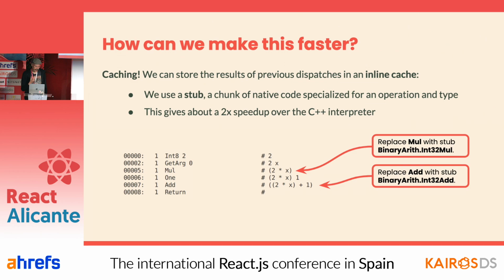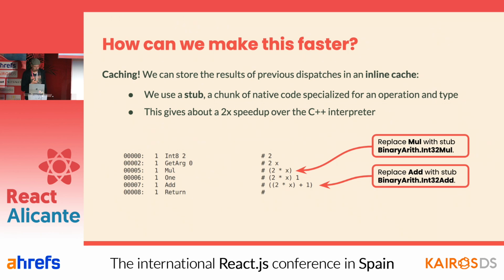Well, one answer is caching. We can store the results of these previous dynamic dispatches in what's called an inline cache. It's called inline because we're storing those results right next to the existing bytecodes. And what we do in SpiderMonkey is we use something called a stub, which is a chunk of native code that's been specialized for an operation and a type. So instead of having this generic multiply instruction that has to be prepared to handle any sort of type, we can replace it with one that's been specialized for a particular type. And this is actually a very effective optimization.